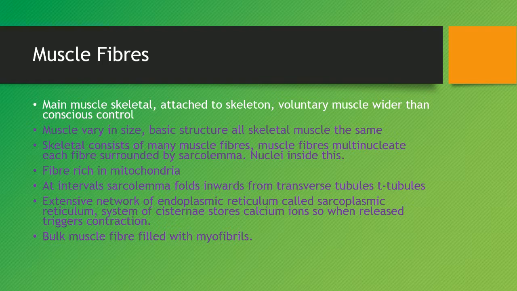Skeletal muscle will consist of many muscle fibers, and muscle fibers will be multinucleate, with each fiber being surrounded by a sarcolemma, with nuclei inside this. The fiber will be rich in mitochondria, and at intervals the sarcolemma will fold inward, forming transverse tubules called T-tubules. The extensive network of the endoplasmic reticulum is called the sarcoplasmic reticulum, and this has a system of cisternae which store calcium ions, so when they're released it triggers a contraction.